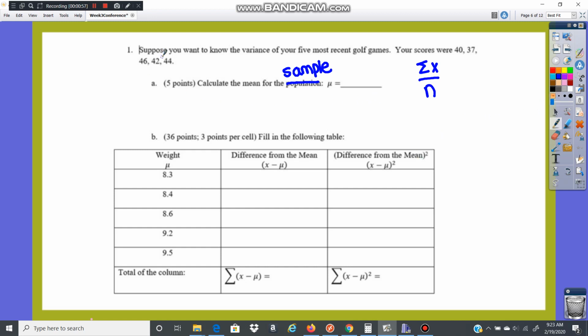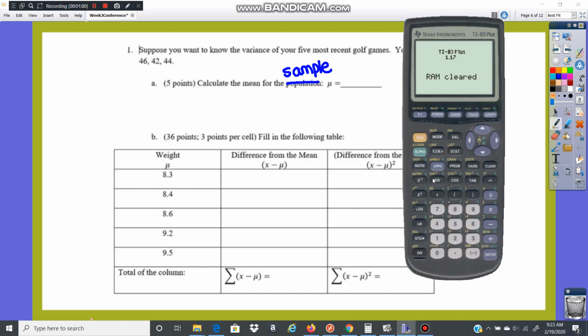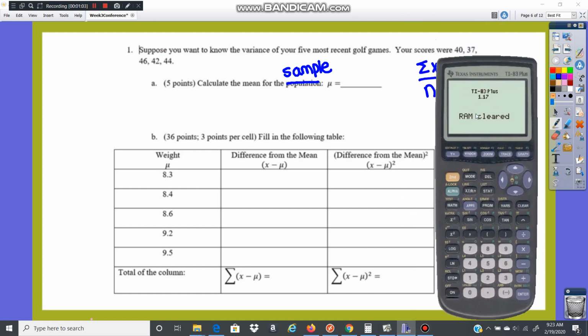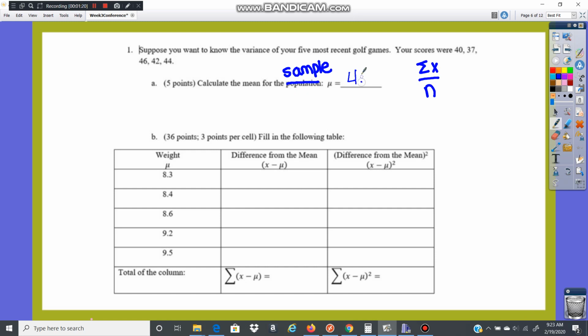So here what we're going to do is add these together. I'm just going to pull up my calculator here. So I have 40 plus 37 plus 46 plus 42 plus 44. So 209, and I have 1, 2, 3, 4, 5, so divided by 5. So 41.8 is going to be my mean. What was that? It was 209 divided by 5.